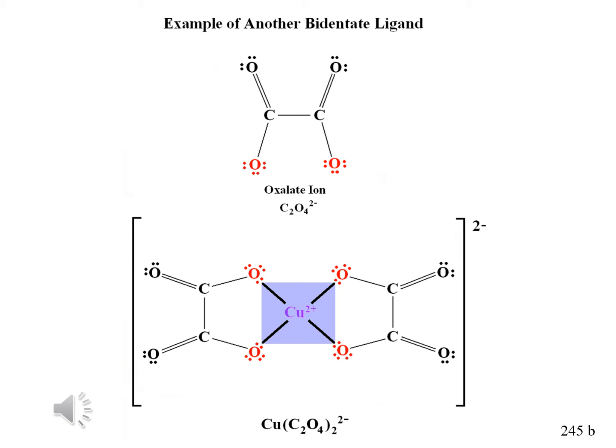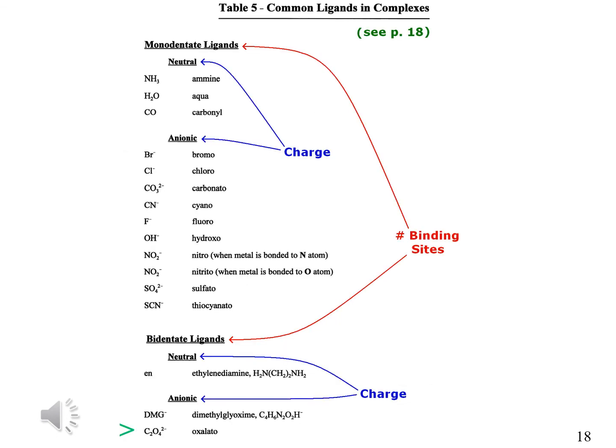But if you look at the formula of the complex at the bottom, it's listed as being a -2 charge, because all you have to do is add the charges. There's 2 -2 oxalates and a +2 copper. That adds up to -2. That's why that's the charge. In Table 5, oxalate is at the very bottom, and it's listed as bidentate and also as having a charge of -2. The names that you see there are unusual looking, but that's what they call these ions and molecules when they are in a complex.